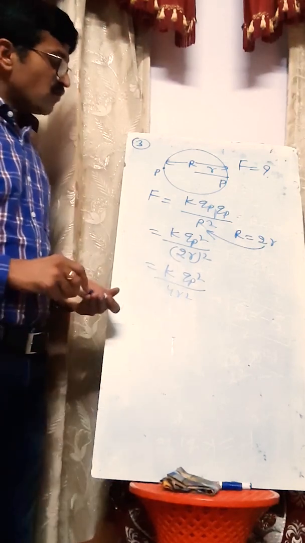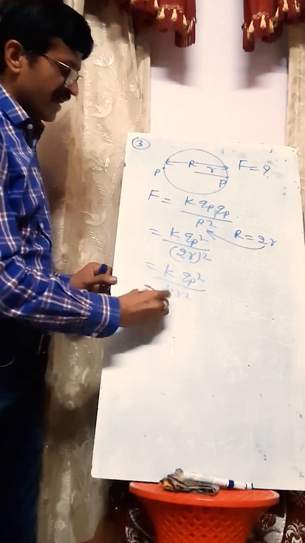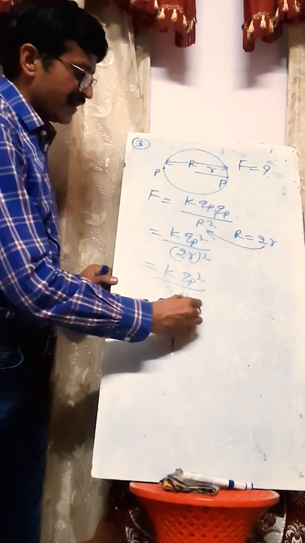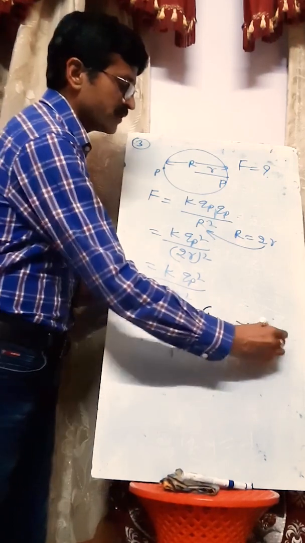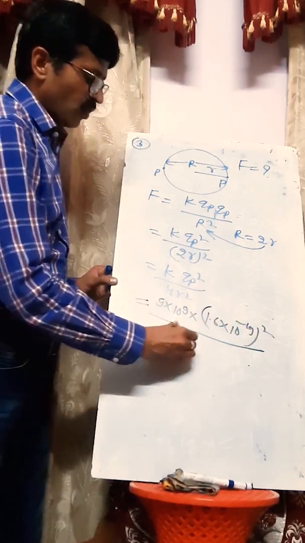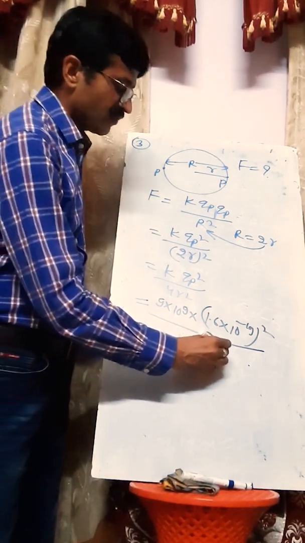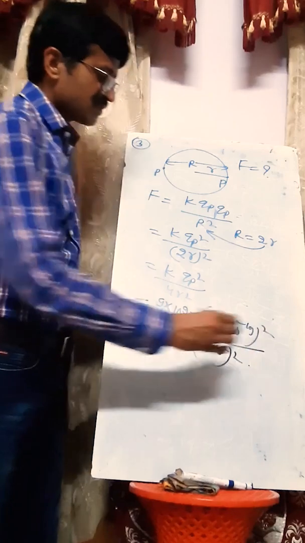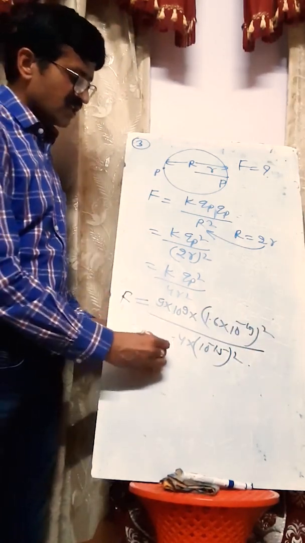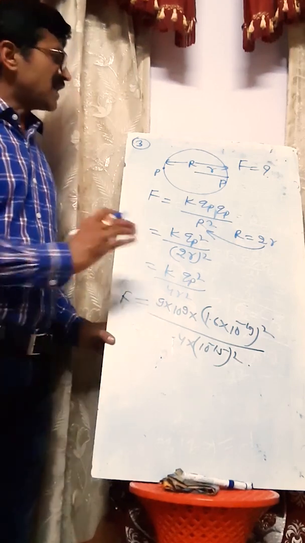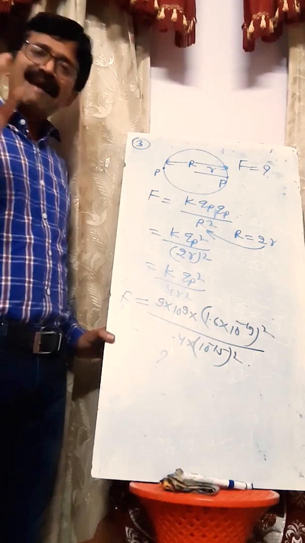Let us put in the values. You know, the value of K is 9 into 10 to the power 9. Charge of proton is 1.6 into 10 to the power minus 19, whole square. 4 into, what about the radius of the nucleus? It is 1 Fermi, 10 to the power minus 15 meter. Just take its square and you will get the result. By simplification, you get the net force acting on two protons situated at diametrically opposite ends.